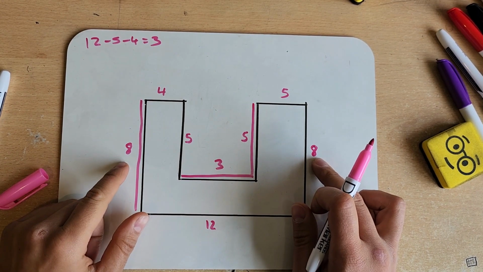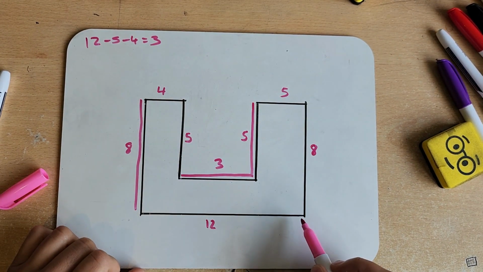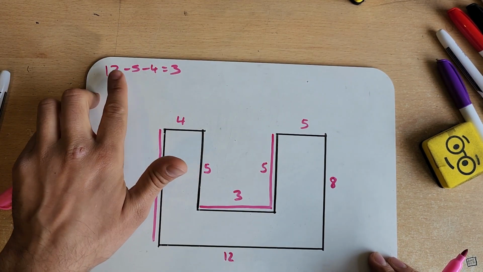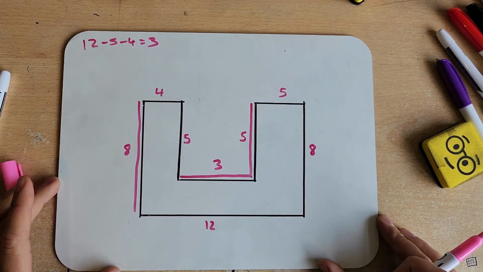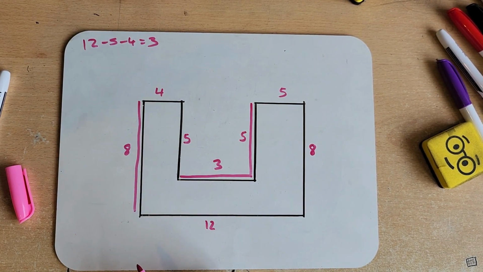So, these are both 8, these are both 5. This here, we've got 12 along the bottom. We want a minus 5 and minus 4, so that's 12 minus 9, which leaves us with 3. This missing length here is 3.